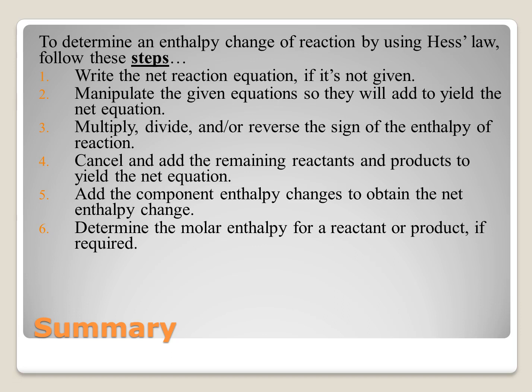Here is a summary of the steps involved in determining enthalpy changes by using Hess's law. Begin by writing the net reaction equation. Then manipulate the given equations so that they will yield the net equation. Multiply, divide, or reverse the sign of the enthalpy reaction. Cancel and add remaining reactants and products to yield the net equation. Then add the component enthalpy changes to obtain the net enthalpy change. For a final step, determine the molar enthalpy for a reactant or product if required.